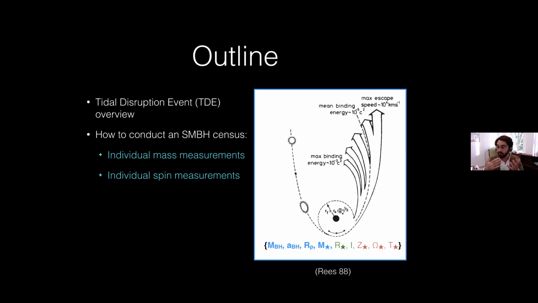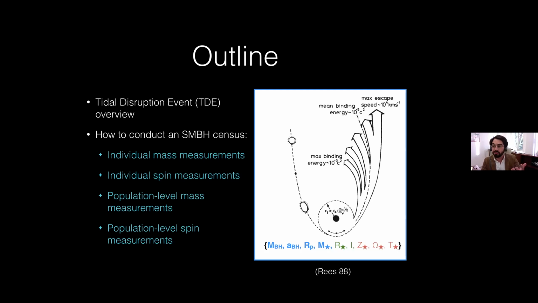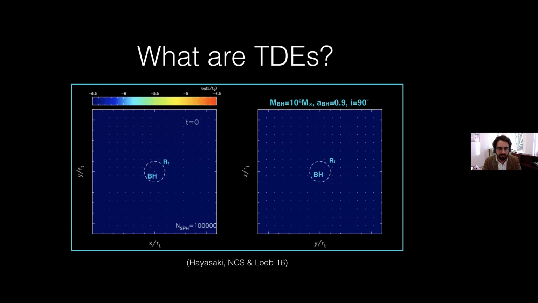I'll discuss ways in which the spin of the perpetrator black hole is also encoded in these observable properties. And then towards the end of the talk, I will focus more on how, even if we don't understand how to get masses and spins from individual tidal disruption events, distributions of masses and distributions of spins are encoded in populations and the observable properties of populations of TDEs. And I'll conclude the talk with a few thoughts on what TDE science will be able to contribute to black hole demographics in the relatively near future.